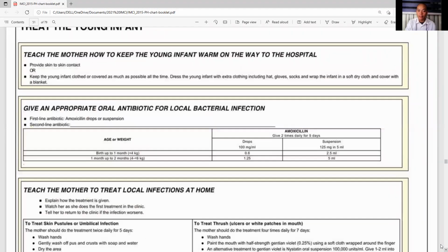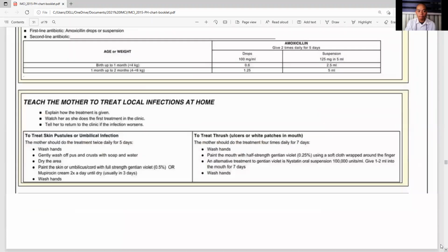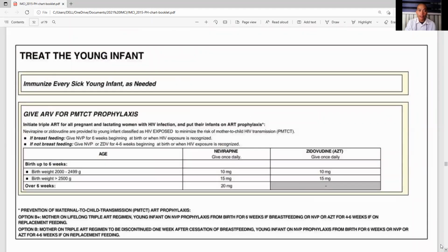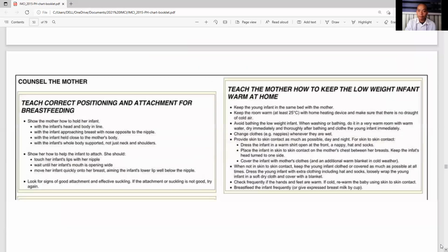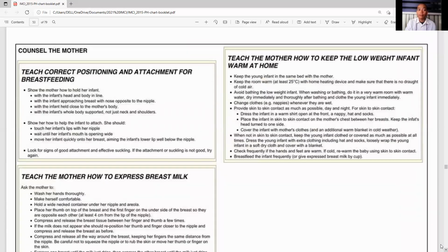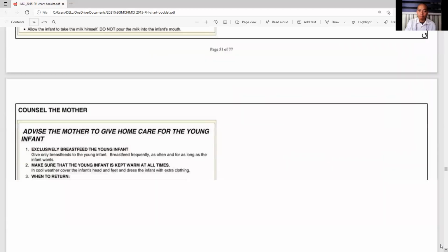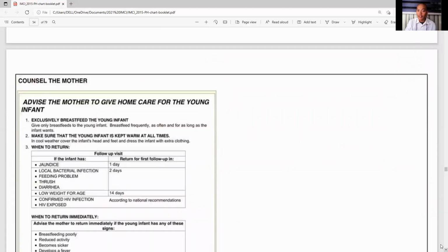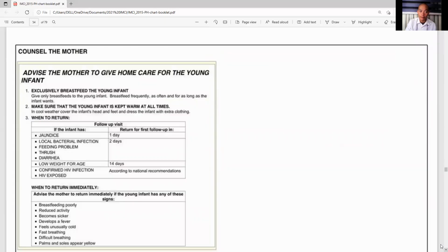Treat the young infant, what's this? Appropriate antibiotics, of course, iba yung dosage. Treatment at home. Okay, treat the young infant is HIV already, so we'll skip it. Okay. Educatives for mother regarding breastfeeding, how to express breast milk, okay, how to keep the low weight infant warm at home. Counsel the mother. Okay, so same as our 2 months to 5 years. Okay. Advise the mother to give home care for the young infant.